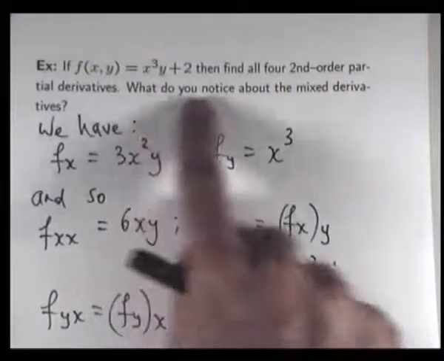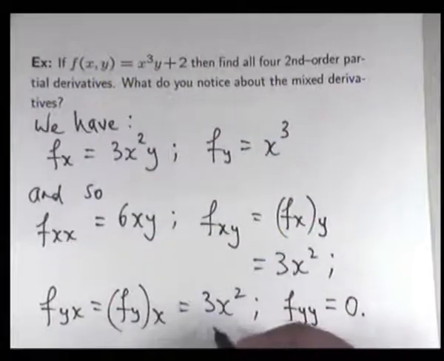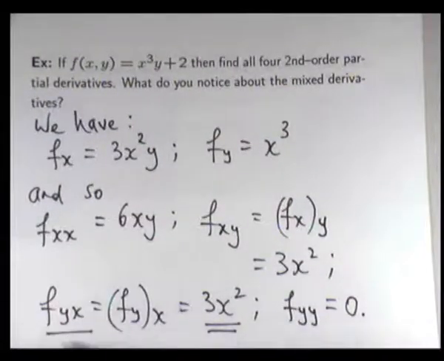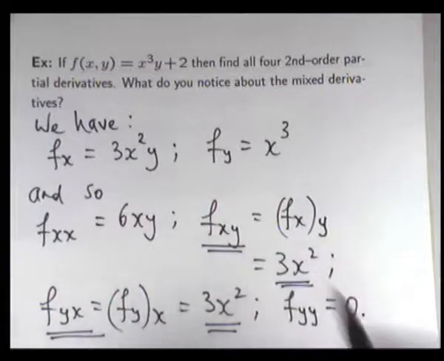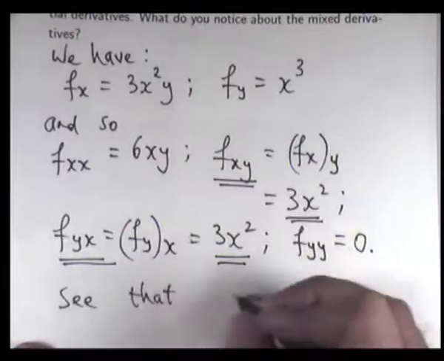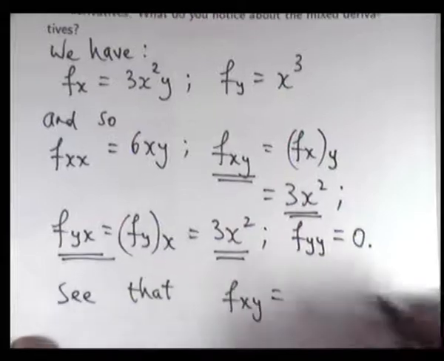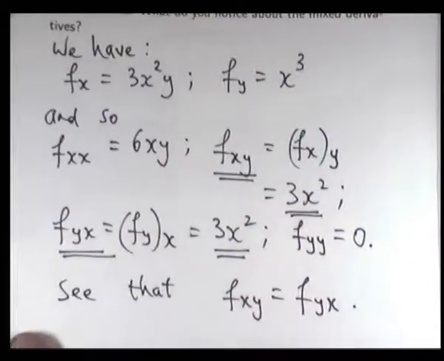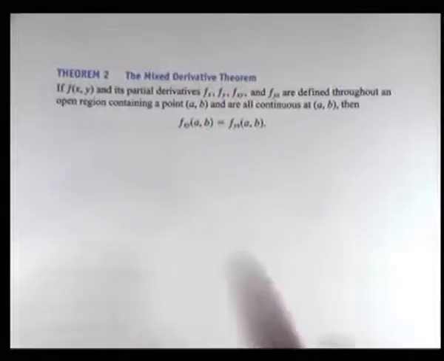we're asked to notice something about the mixed partials. Well, there's one mixed partial, and here's the other one. We see that the mixed partials are equal. Now, in general, that's not true. Okay? And the following theorem gives us sufficient conditions under which we do have this equality.